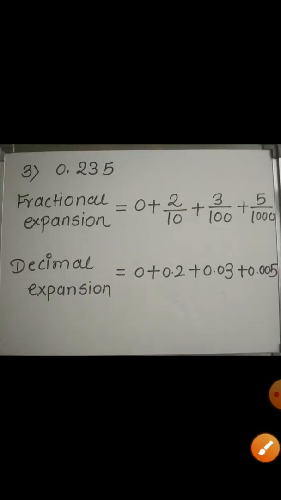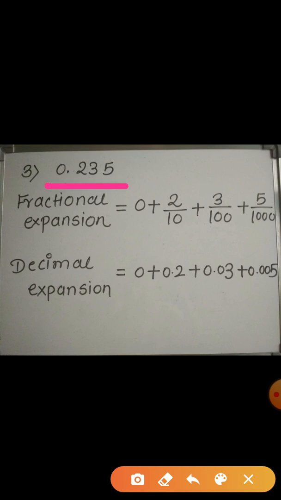Let's see one more example. The number is 0.235. Now the first digit here is 0, which comes at the ones place. So 0 ones we can write as 0. Plus, the digit after the decimal point is 2, which comes at the tenth place. It's 2 tenth, and 2 tenth we can write as 2 upon 10. Plus, digit 3 comes at the hundredth place. 3 hundredth we can write as 3 upon 100.